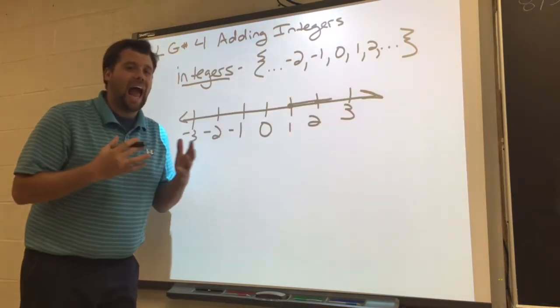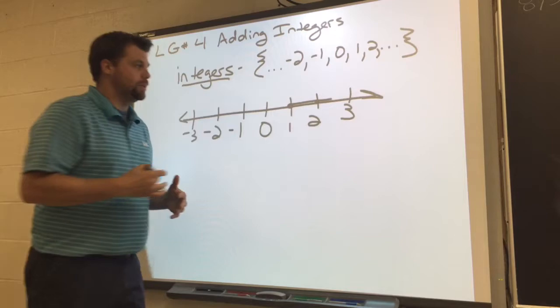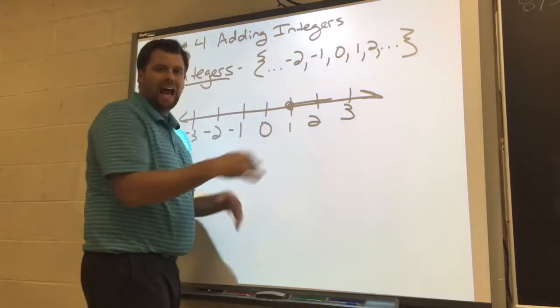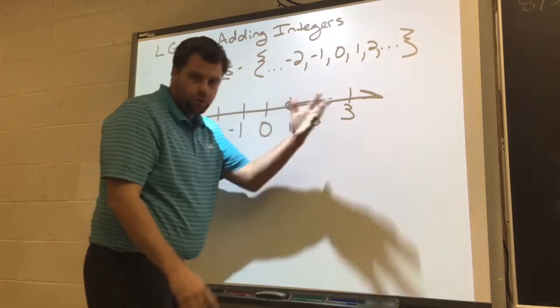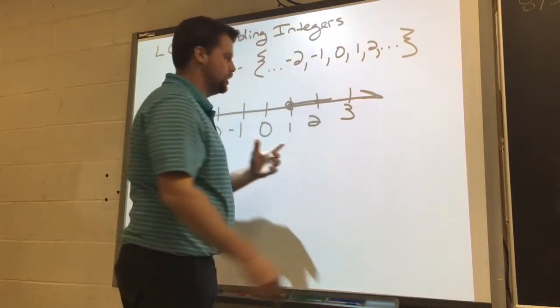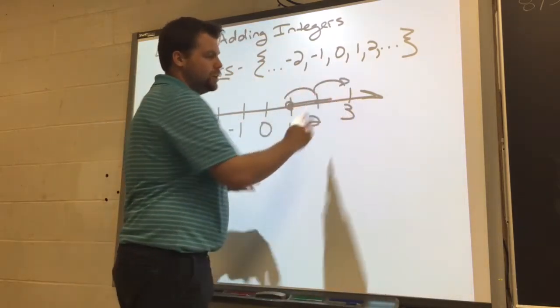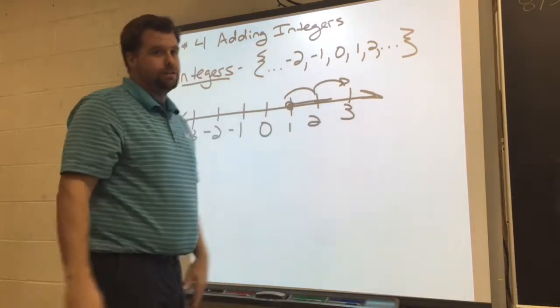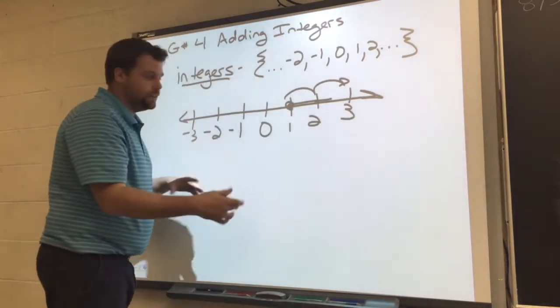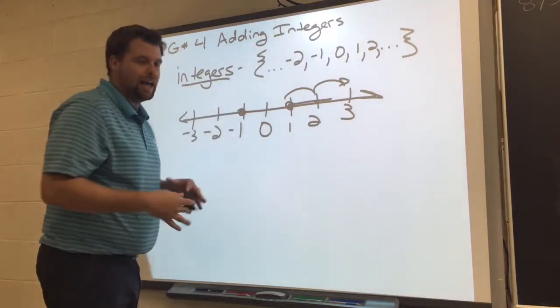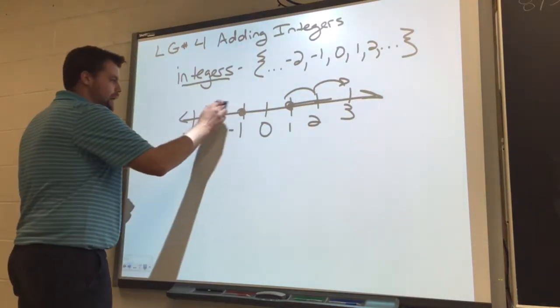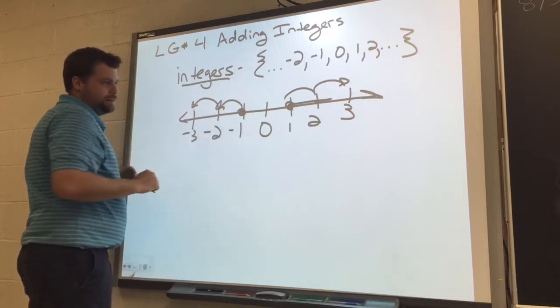Alright, let's say I want to add 2 positive numbers. So let's say I have 1 and I want to add 2 to it. Well, I'm going to start at 1 and I will move twice in the positive direction. So when you add 2 positives, you get a larger positive. And then when you add 2 negatives, say if I have -1 and I want to add -2 to that, I'm going to move further in the negative direction, 2 units to the left.